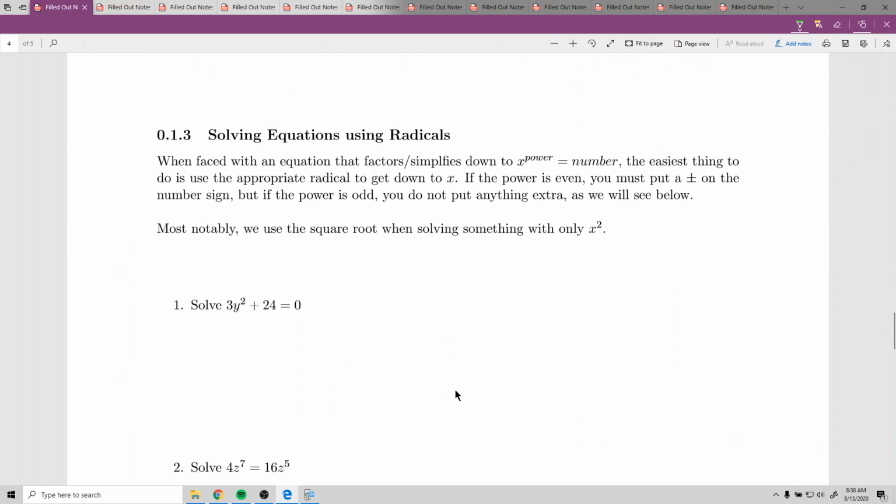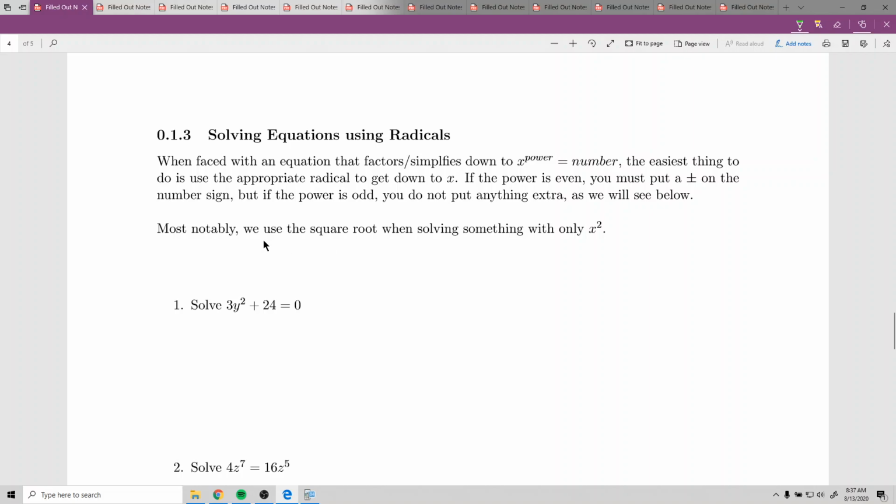All right, so there are two more little parts to this section. One is solving equations using radicals. When faced with an equation that factors or simplifies down to x to a power equals a number, the easiest thing to do is use the appropriate radical to get down to x. So if the power is even, you must put a plus or minus on the number, but if the power is odd, you do not have to put anything extra, as we will see below.